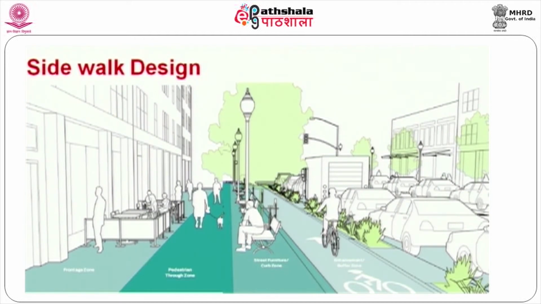Then you have the pedestrian thoroughfare, which should be at least 1.8 meter, 1.5 to 2.2 meters, which is adequate space for about 2.5-3 people to move. And then you have the street furniture or the curb zone, as we call it. This particular zone would be used not just for sitting, utility and light, but also for trees and parking. Yes, parking, because parking is also a part of the street infrastructure that needs to be put in.